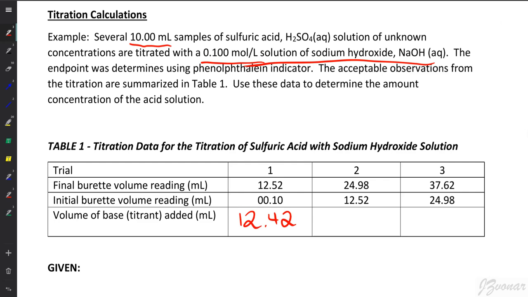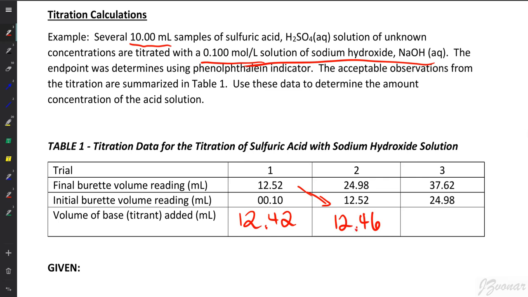Now this value here becomes the initial for the second trial. So now we take a new flask with 10 milliliters of our sample, and we perform a second titration, and it reaches 24.98. By subtracting these two, we get a value of 12.46, which is pretty close to the 12.42. So we see that we've got some pretty consistent results here.